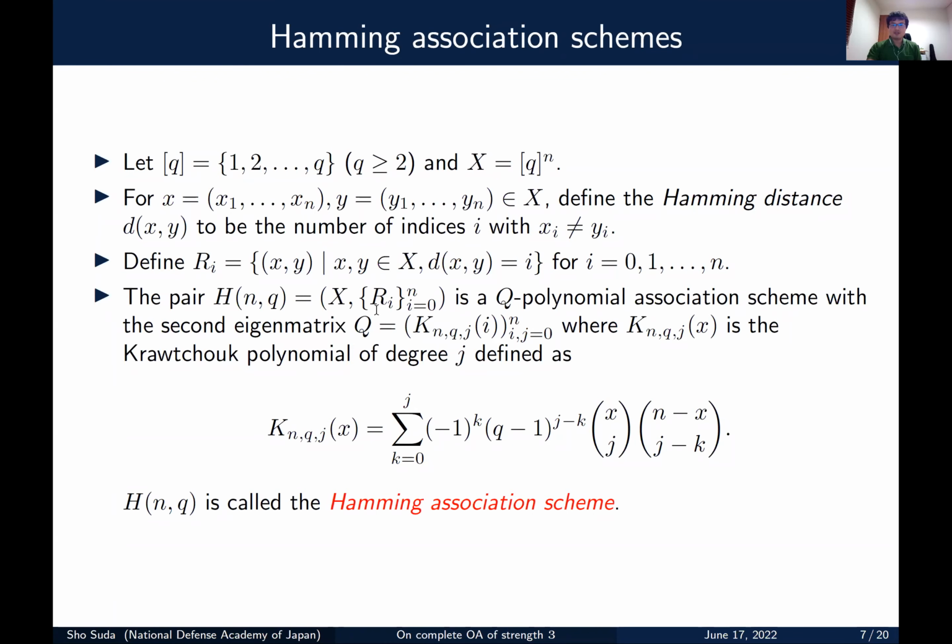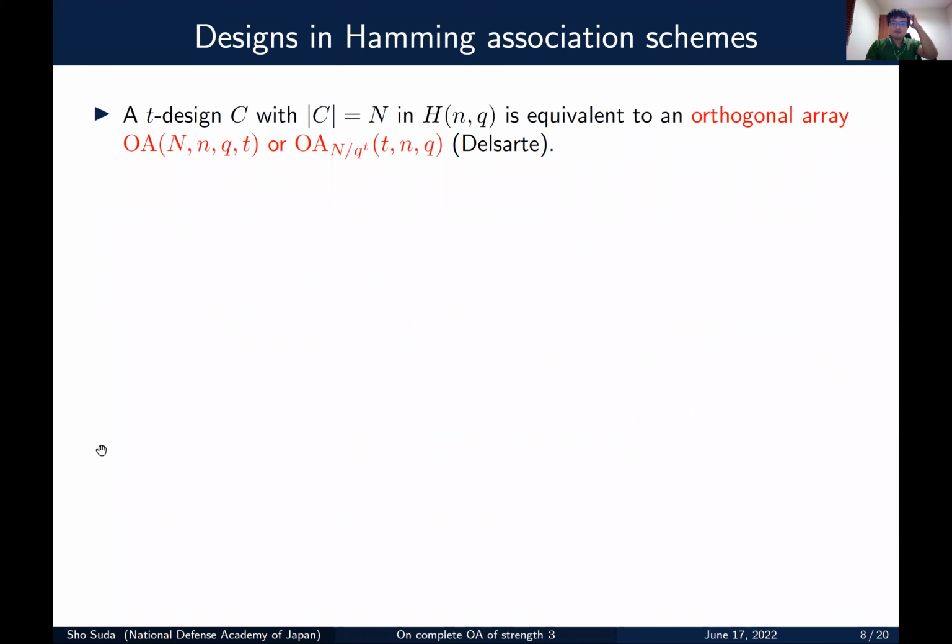Moreover, it is a Q-polynomial association scheme whose first and second eigenmatrices can be determined from the so-called Krawtchouk polynomials, which are orthogonal polynomials. And if we consider the T-design in these Hamming association schemes, this is the same as an orthogonal array. In this talk, we denote it by OA(N, n, Q, T).